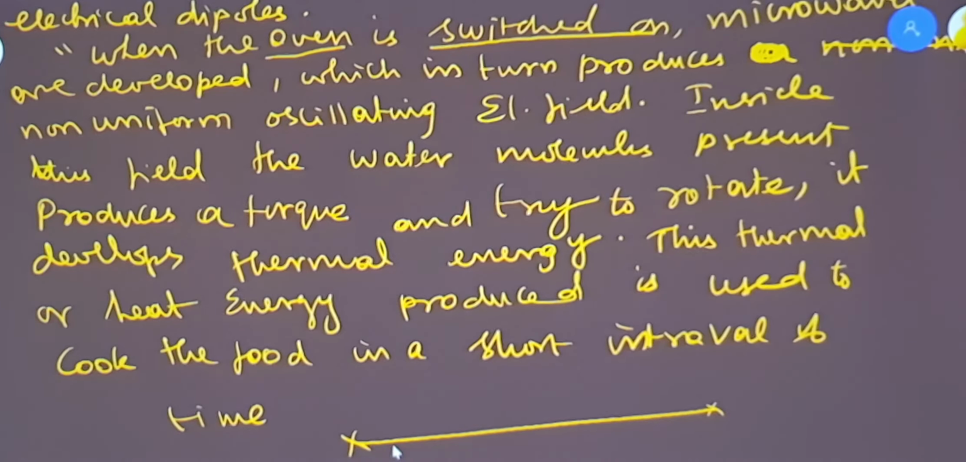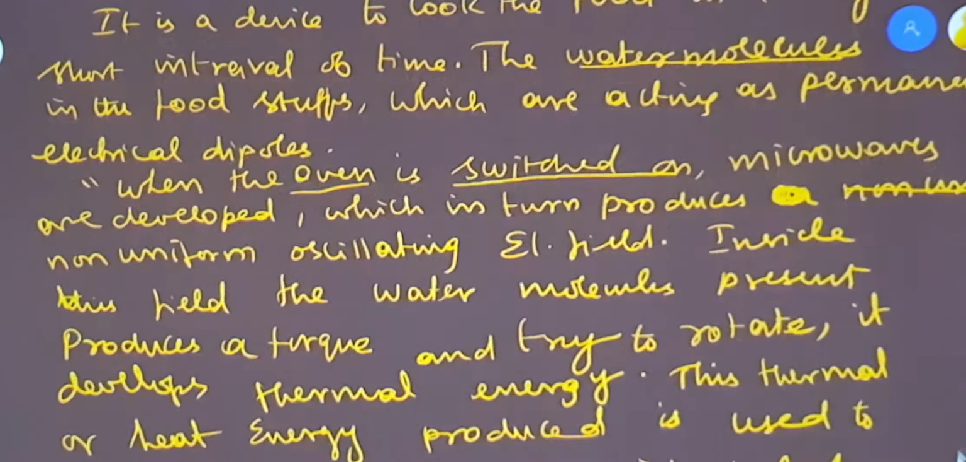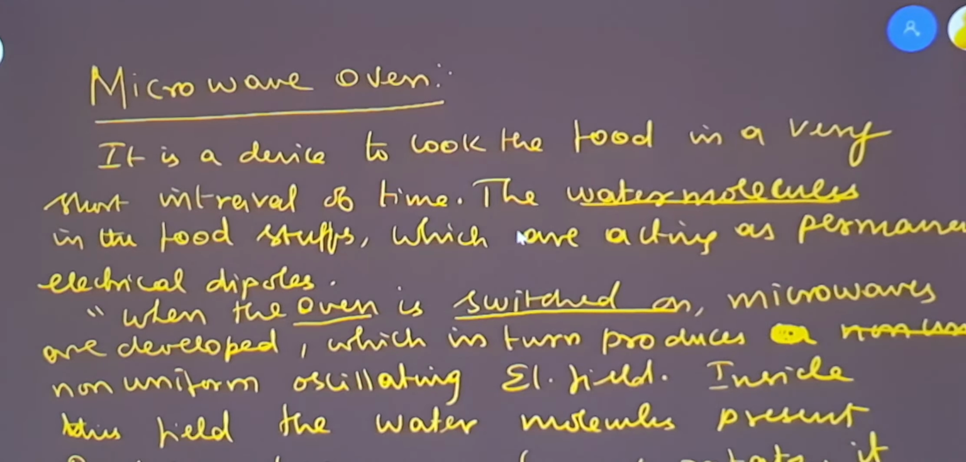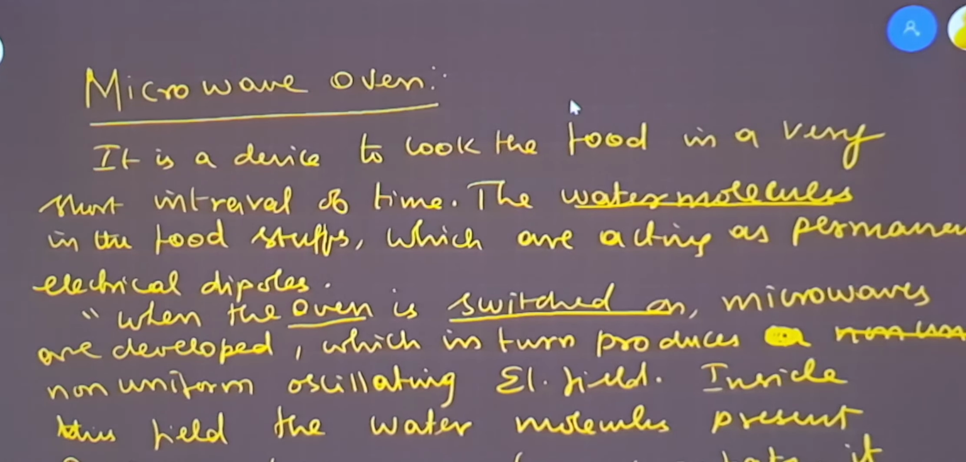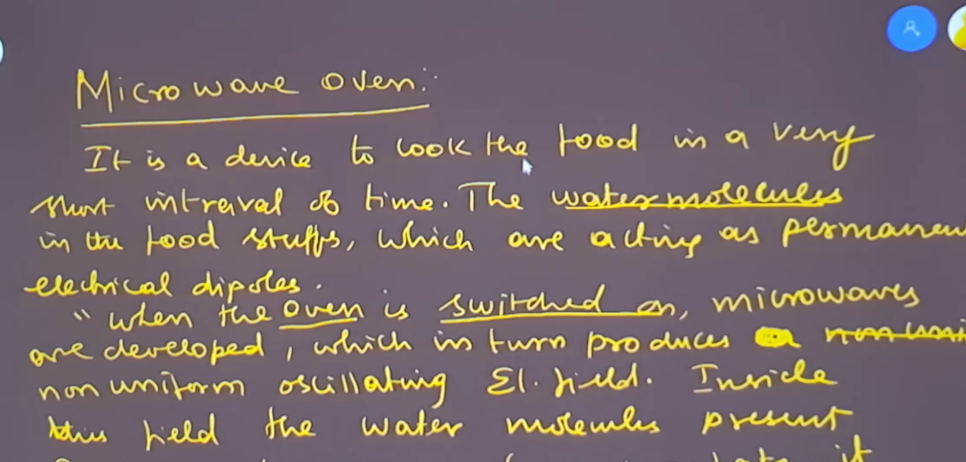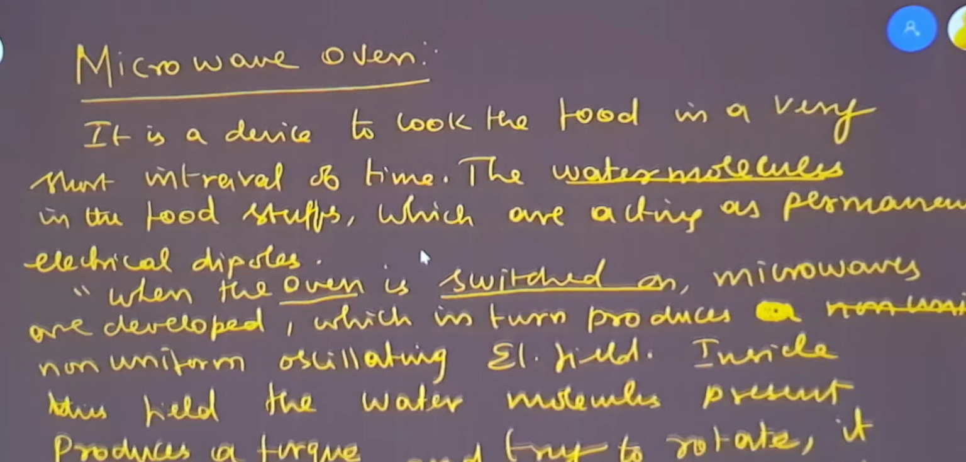I want to explain this again: how this thermal energy is produced due to torque. Let us again see, what is a microwave oven? A microwave oven is a device used to cook the food in a very short interval of time. The basic principle is that when a dipole is placed inside a uniform electrical field, it will try to produce a torque, and that torque will produce heat energy. Here, the water molecules in the foodstuffs are considered to be permanent electrical dipoles.